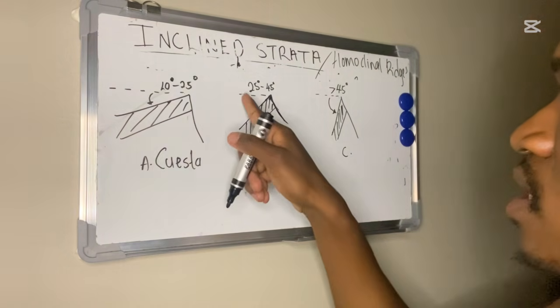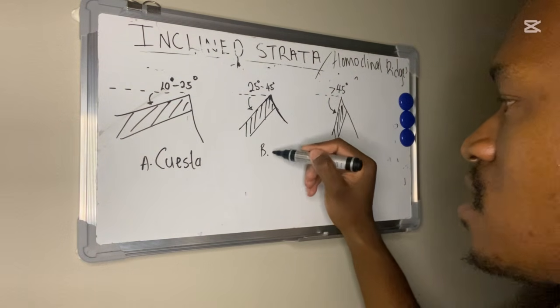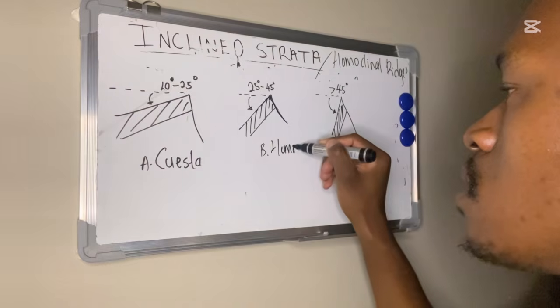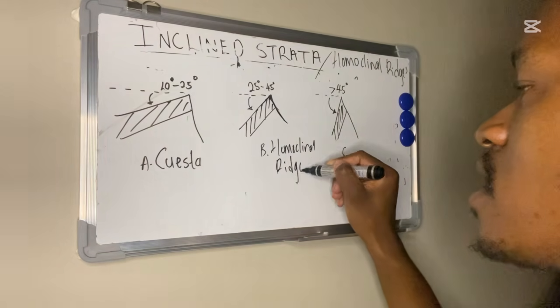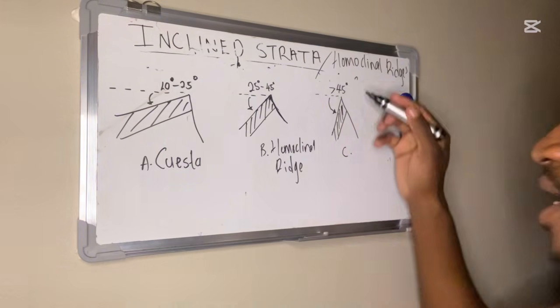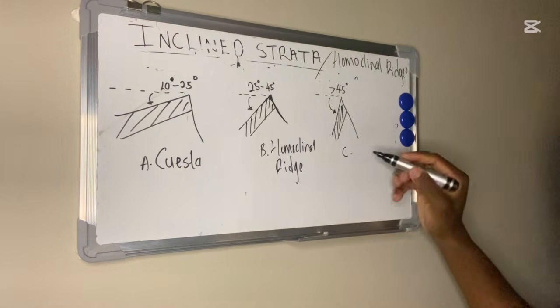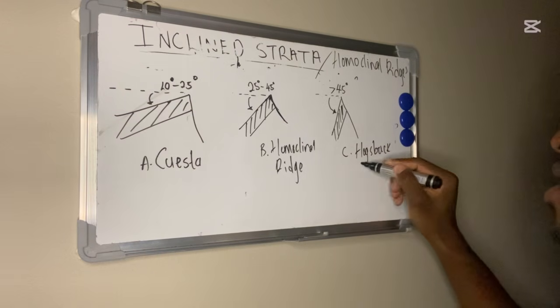Number two, this one dips at 25 degrees to 45 degrees. This is our homoclinal ridge. And then C, this one dips at an angle that is greater than 45 degrees. And now this one is our Hogbacks ridge.